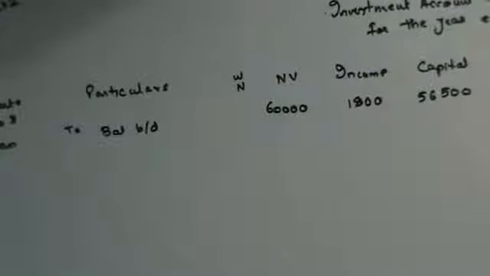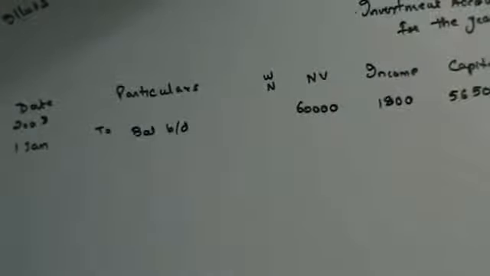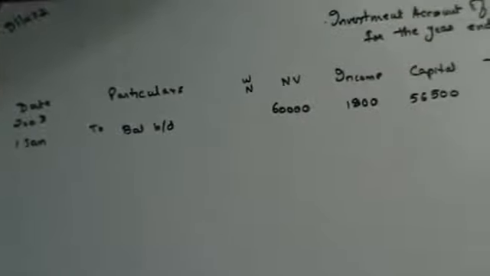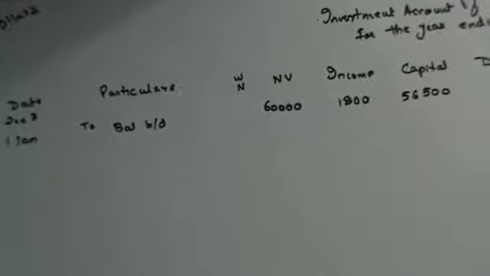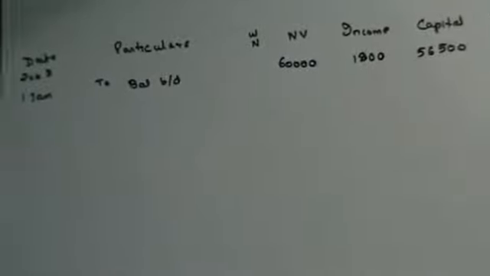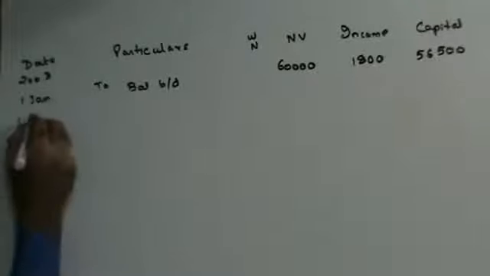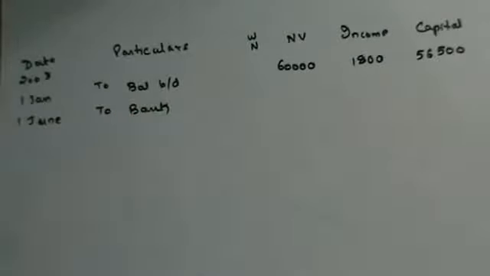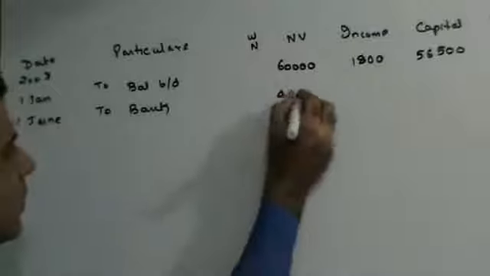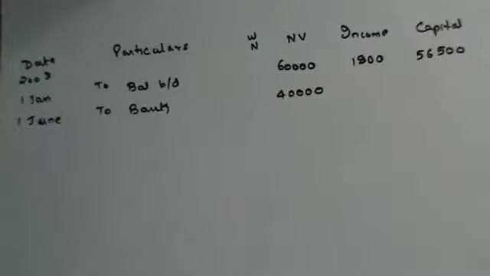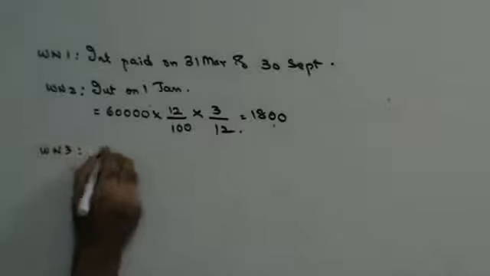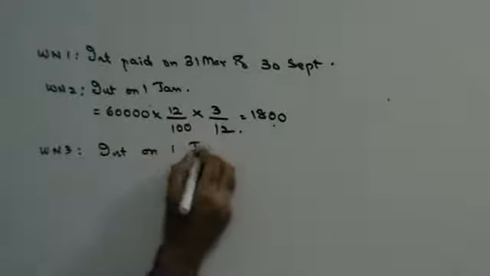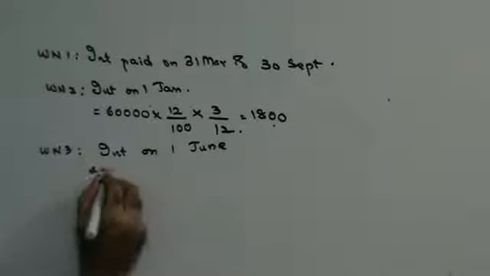On 1st June, he purchased 40,000 worth securities at 96.5 cum interest and brokerage of rupees 200. It's a purchase, so it will be on the debit side. On 1st June, to bank, he purchased securities of 40,000. Now let's see this. Working note 3: interest on 1st June.